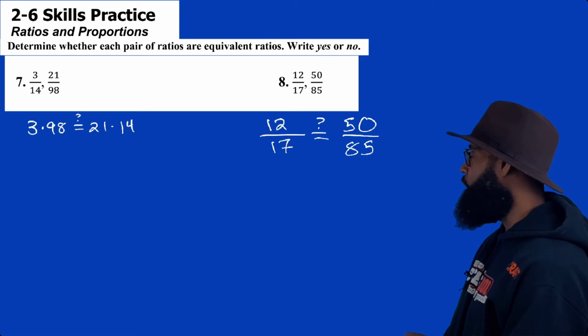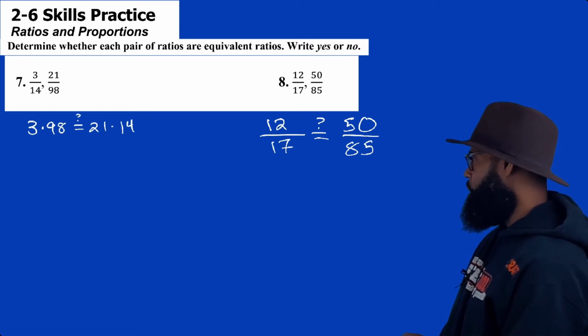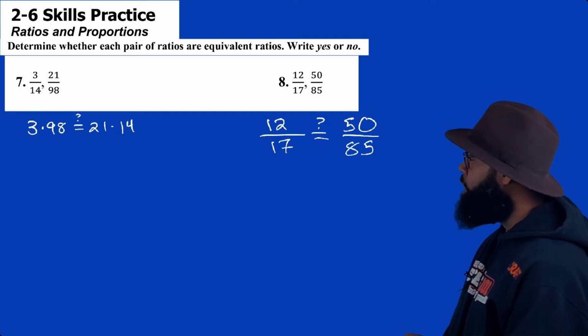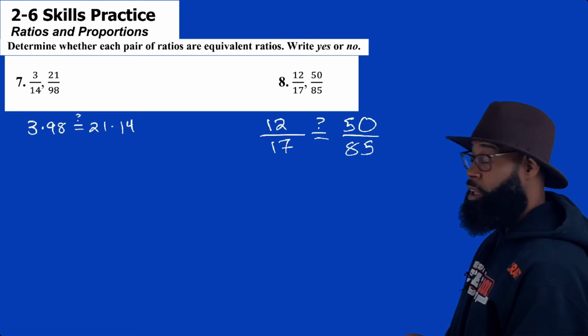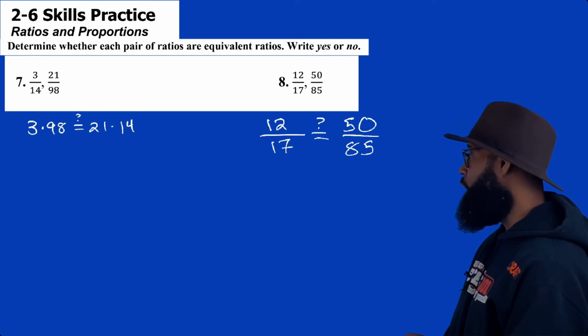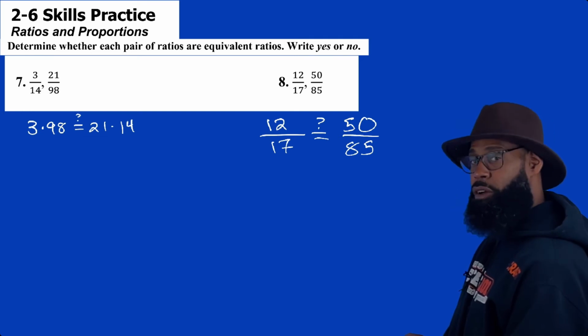Number 8 over here, guys. Same thing, setting it up. But this time, how can I put this? Cross multiply? Or do you know something times 12 will give you 50? Or do you know something times 17 that will give you 85? Again, it must be multiplied because it's a bigger value.